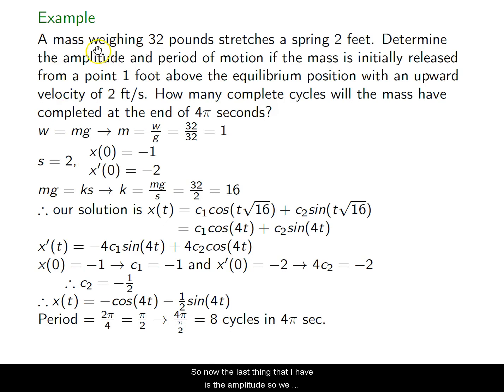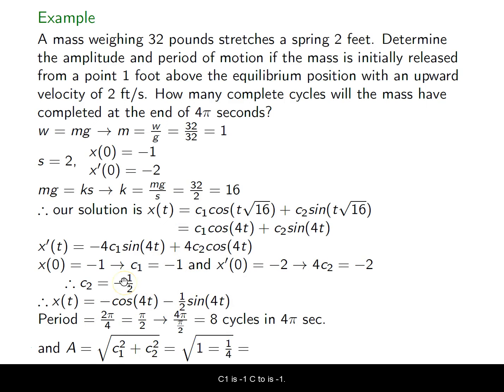So now the last thing that I have is the amplitude. We have a formula for that. Our formula for amplitude is this Pythagorean theorem for the coefficients we have. In this case, C1 is -1, C2 is -1/2. Oops, this should be a plus. Okay. And when I add those together, I will get 5/4. The square root of 5/4 is, well, 1/2 times √5. Right. So that's our first example.